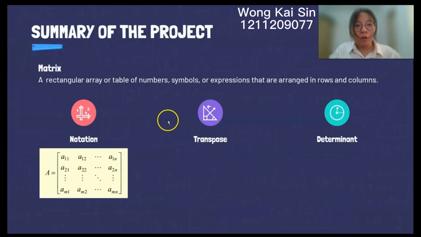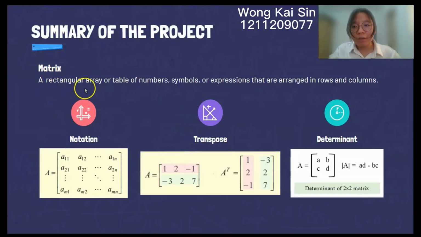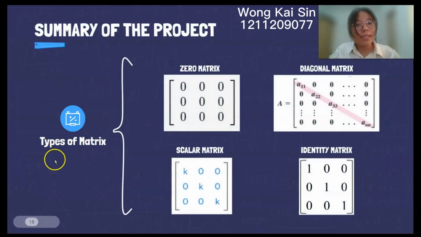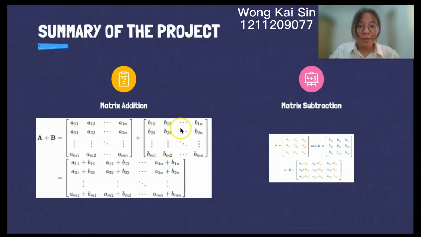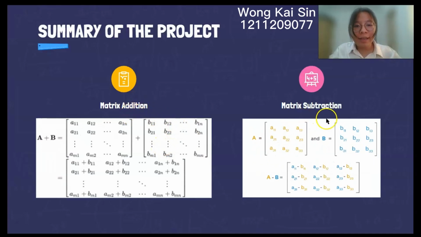The summary of the project is that a matrix is a rectangular array or table of numbers, symbols, or expressions that are arranged in rows and columns. Also, we have learned about notation, transpose, and determinant of a matrix. And then there are many types of matrix, like zero, diagonal, scalar, and identity matrix. Also, we have addition and subtraction of matrices, which is simply plus or minus.